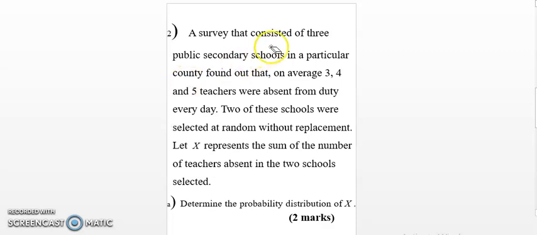So things to note. We need to note that 3 public secondary schools in a particular county found out that on average 3, 4, and 5 teachers were absent. Then we also need to note that 2 of these schools were selected at random without replacement. This will help us to answer this question. So let's have our table in order to determine the probability distribution of X. We are told that X will represent the sum of the number of teachers absent in the 2 schools.